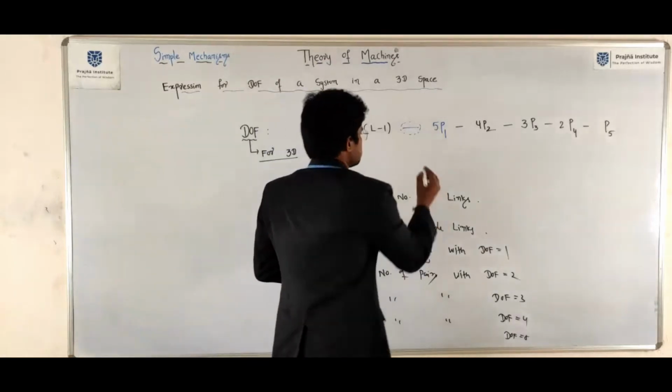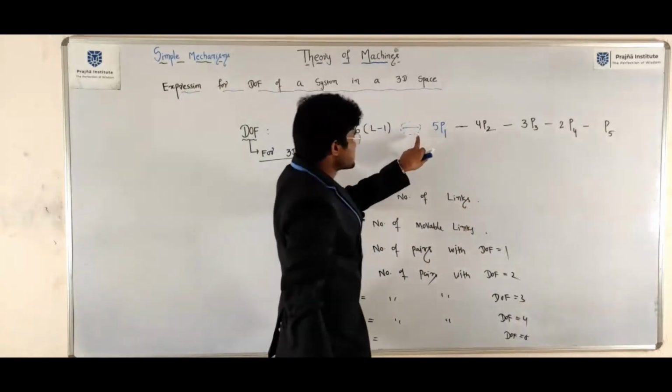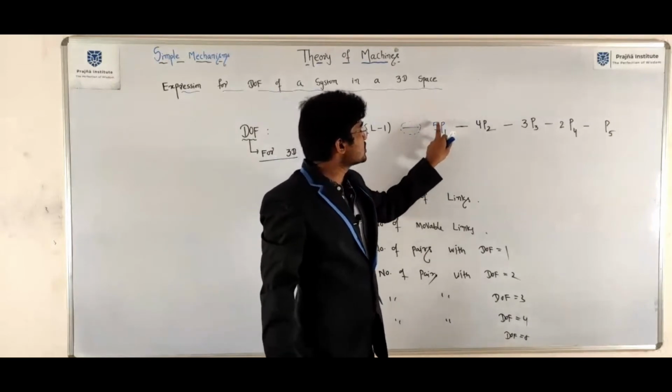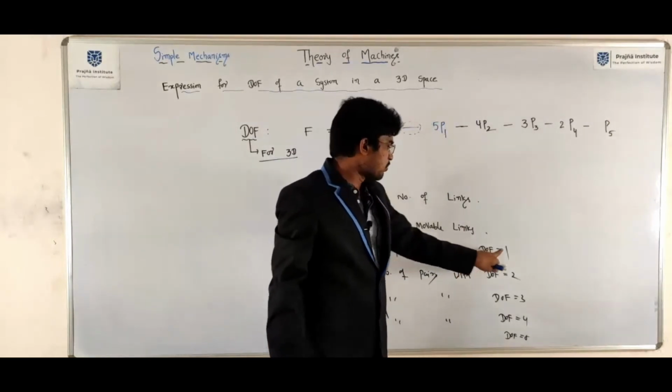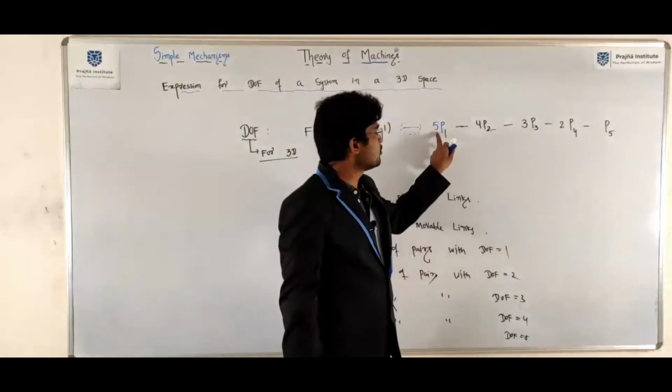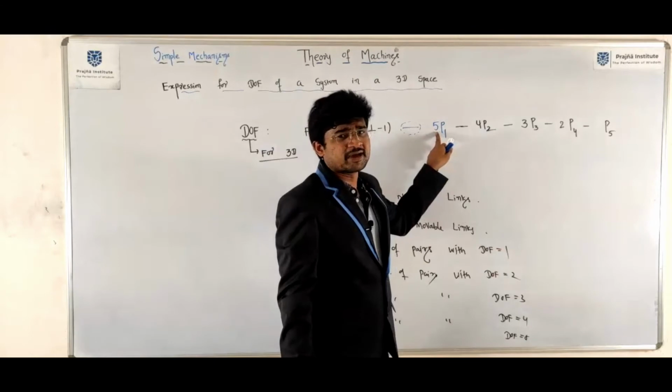Understood? Y minus number of motions restricted. P1 means number of motions allowed. Okay, one motion is allowed. How many motions are restricted? 5 motions restricted. Okay?